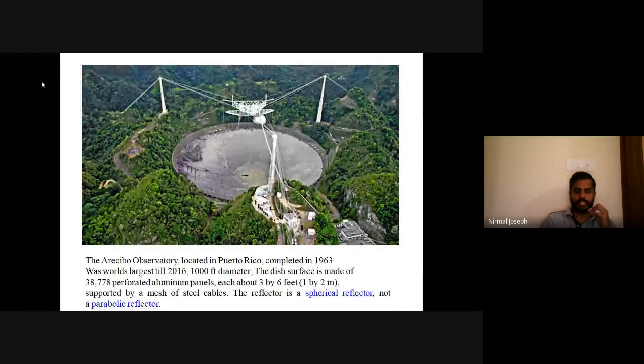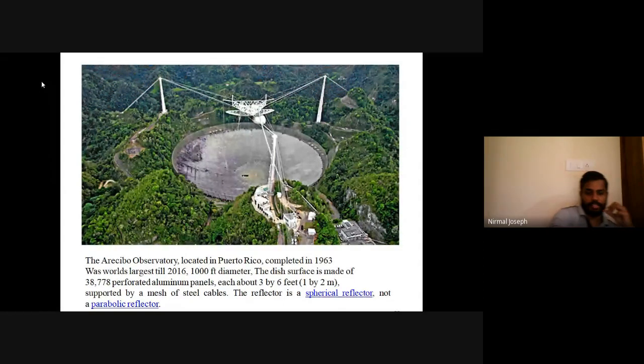After China's, this is the second largest, Arecibo Observatory. It is used as a spherical reflector, not a parabolic one. So you can see how big it is, and you can see the feed system. This is the feed system, and this is the dish. The feed system is supported by towers. Three towers are there just to support the feed system.